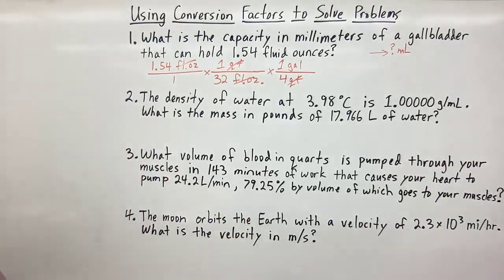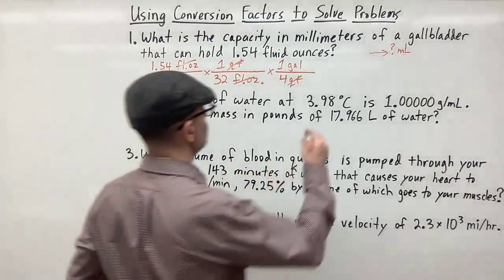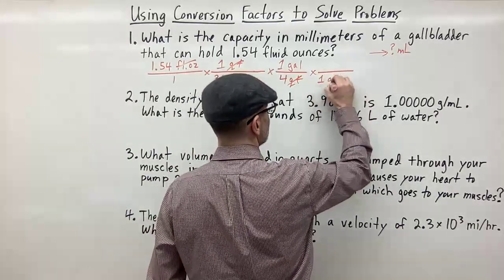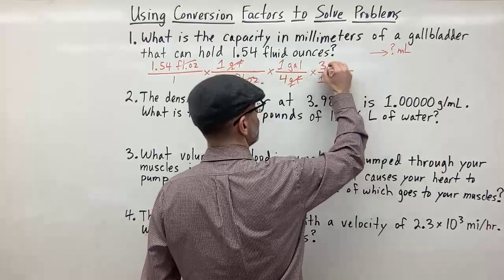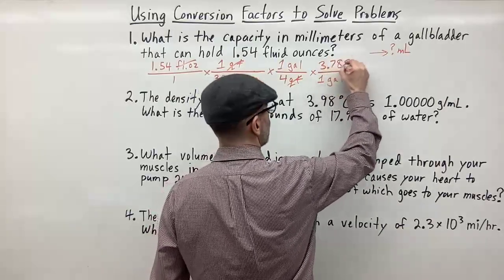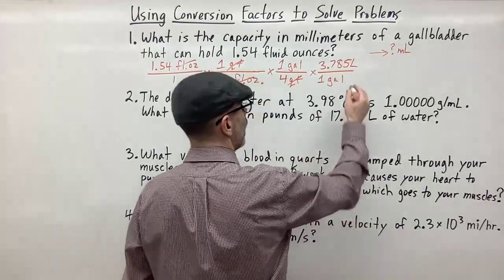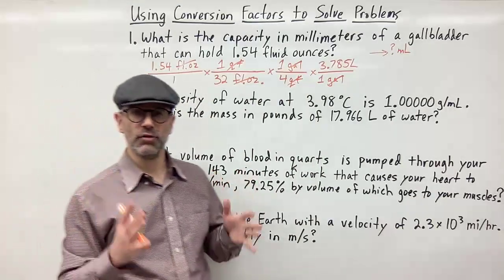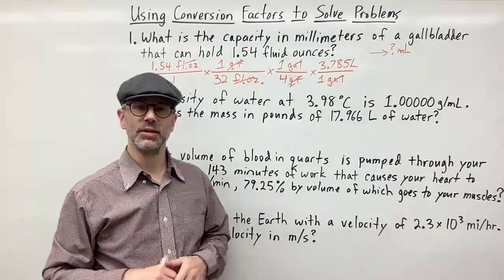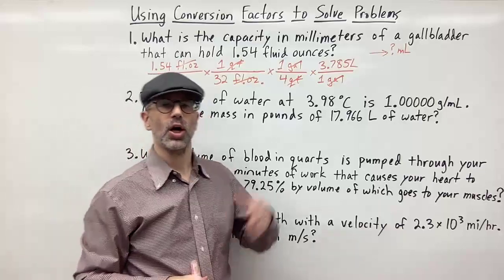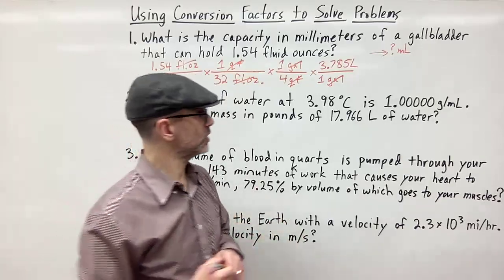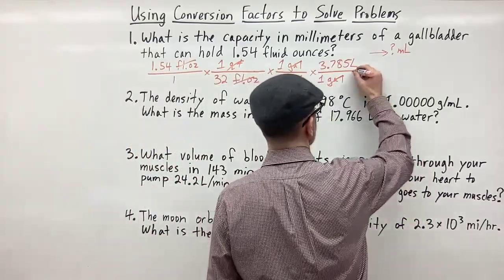Let me just double check that really quick. 3.785 liters. So we're going to put 1 gallon on the bottom and 3.785 liters on top. So gallons cancels out. And now we can use the metric conversion factor. 1 liter is equal to 1,000 milliliters, or 1 milliliter is equal to 1/1000th of a liter. Either one works. I'm going to use the 1 milliliter.